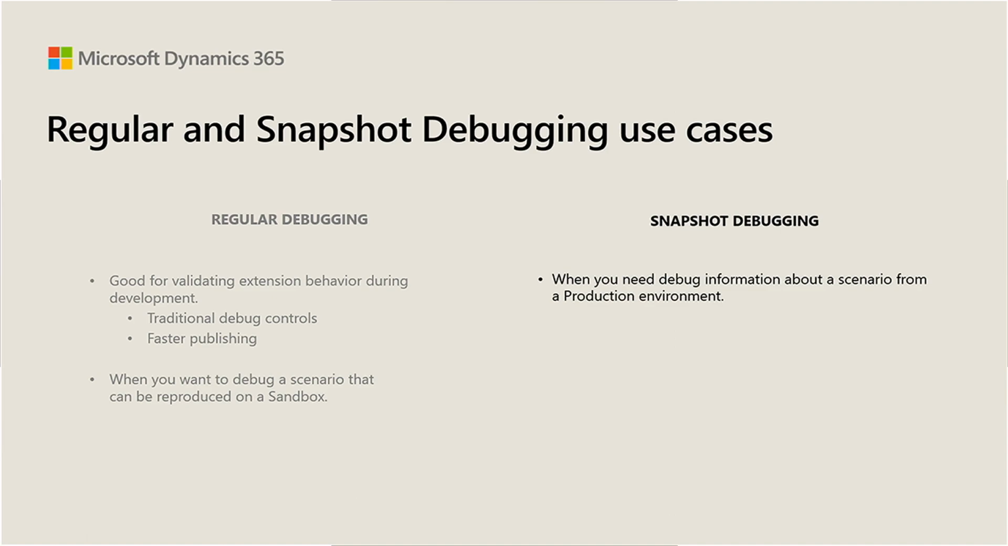And then for snapshot debugging, a very obvious one is that if you have a production environment, then you have to use snapshot debugging. If you also need performance profiling information, snapshot debugging. And also if you want to share the debug results of a session, use snapshot debugging. You can also share that snapshot file with other users, so they can also take a look at that debugging session.